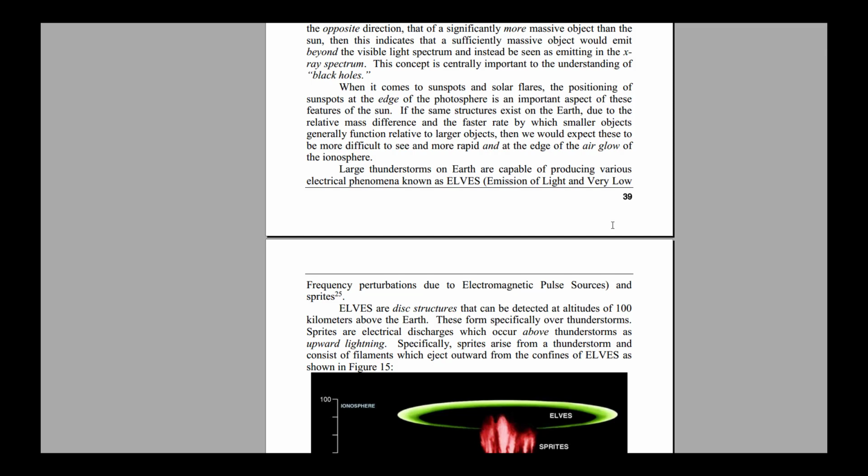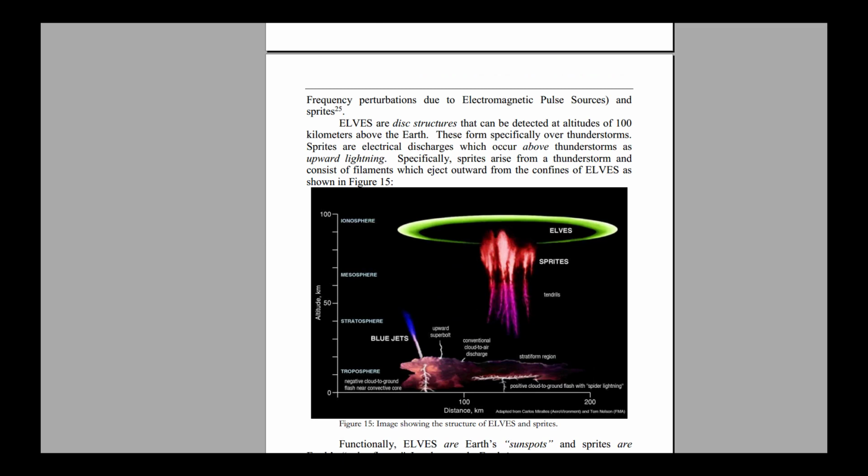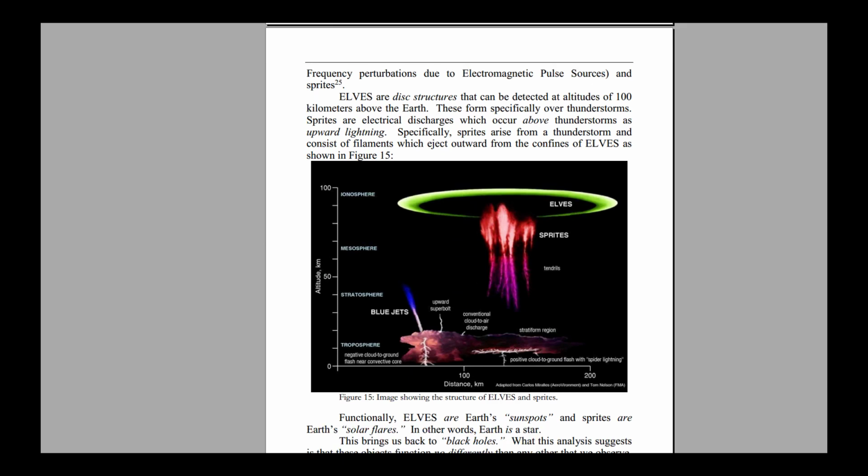Large thunderstorms on Earth are capable of producing various electrical phenomena known as elves and sprites. Elves are disk structures that can be detected at altitudes of 100 kilometers above the Earth. These form specifically over thunderstorms. Sprites are electrical discharges which occur above thunderstorms as upward lightning. Specifically, sprites arise from a thunderstorm and consist of filaments which eject outward from the confines of elves as shown in Figure 15.